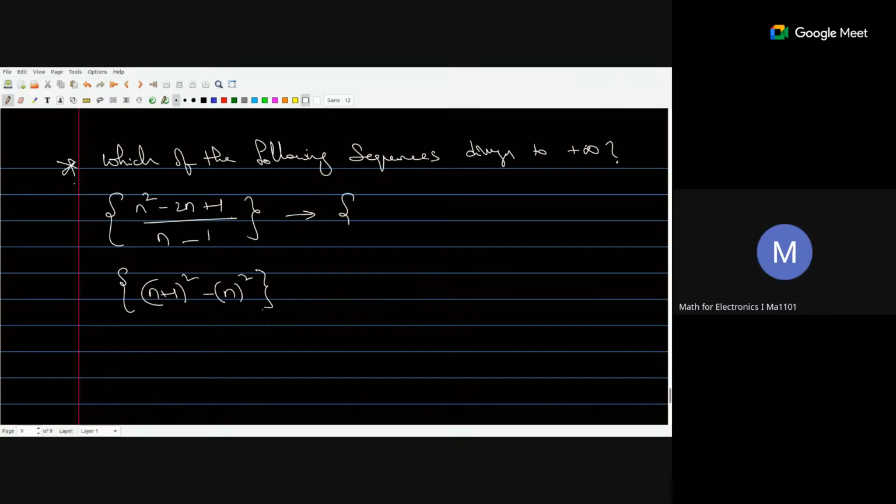So I can simplify this sequence further. The numerator looks like n minus 1 whole square, divided by n minus 1. You can cancel this out, and the sequence will cut down to n minus 1. So this sequence is the same as this sequence. If you start from n equals 1, it will be like 0, 1, 2, 3, like this, and eventually this will go to plus infinite. So this sequence diverges to infinite.